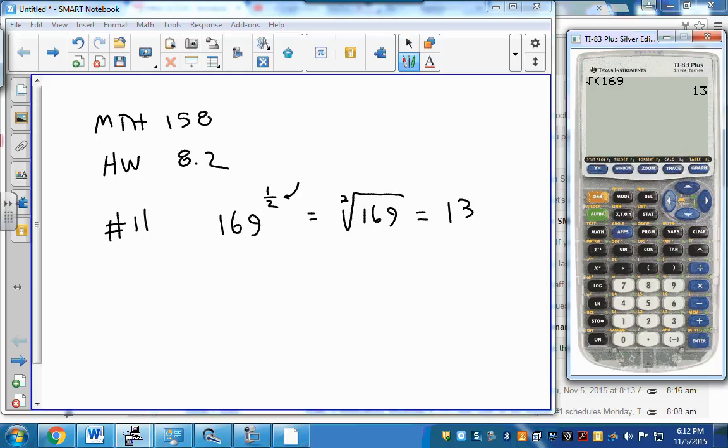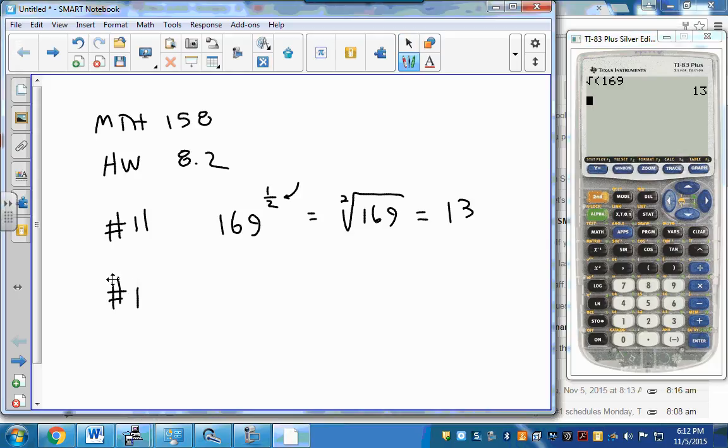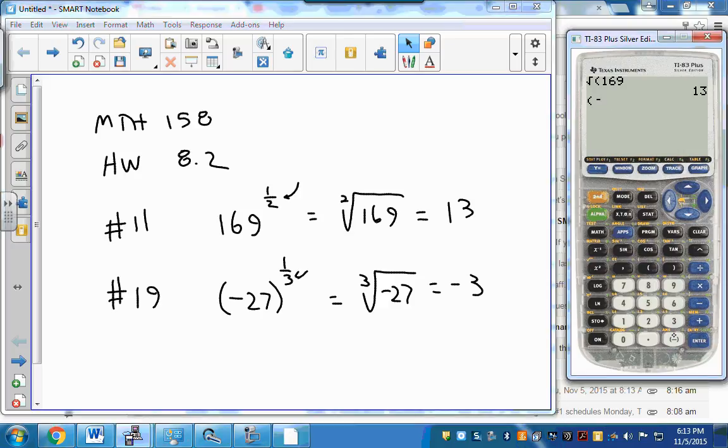Number 19, this is a problem that we saw on the other video. Minus 27 to the 1/3 power. Again, the root's on the bottom. So this now is the cube root of 27, which we know is -3. You can do this a couple of ways. You can use the fractional power. Make sure you put parentheses here, -27 raised to the 1/3 power if you have a calculator. I don't think that's a calculator problem.